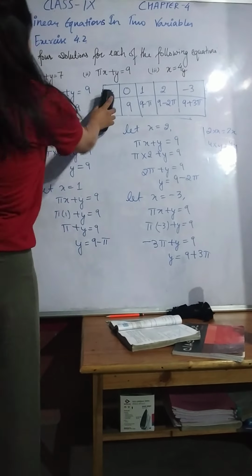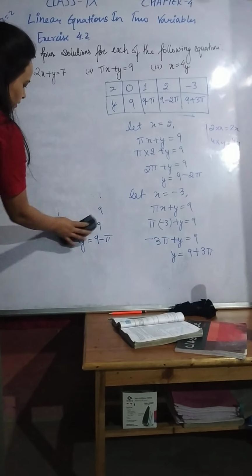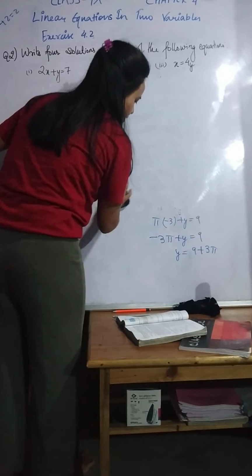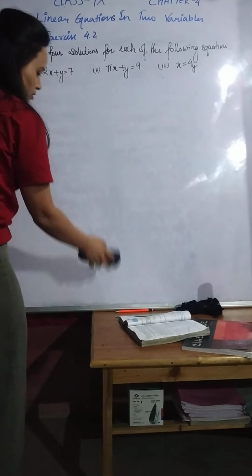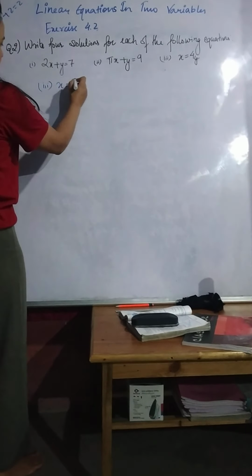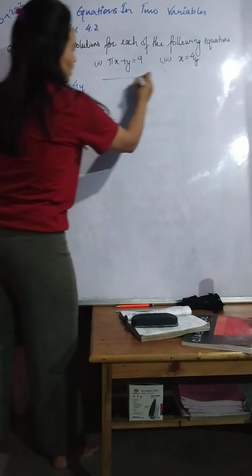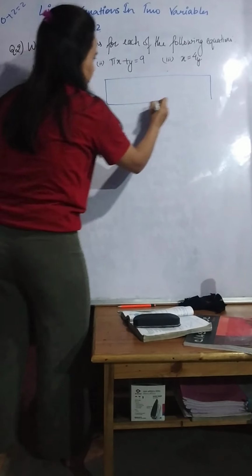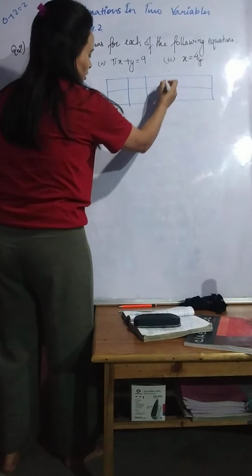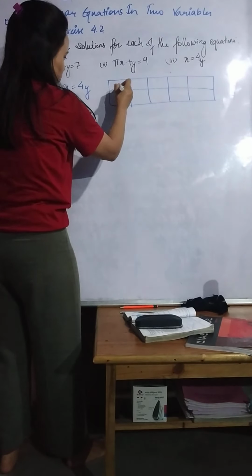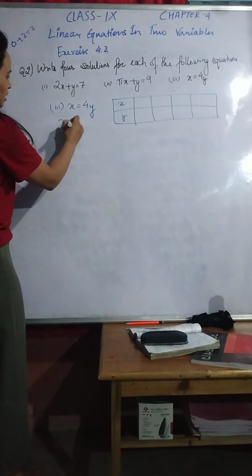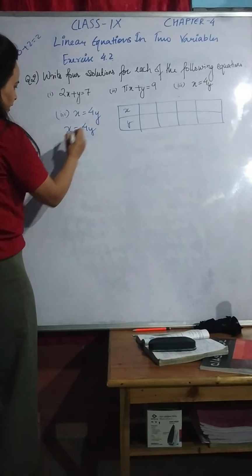Now the last linear equation is left. Now let's find the solutions for this linear equation also. Okay, last one. And our last linear equation is x is equal to 4y. Same method, make a table, make 2 rows. Okay, first row is for x and second row is for y. Okay, your equation is x is equal to 4y.